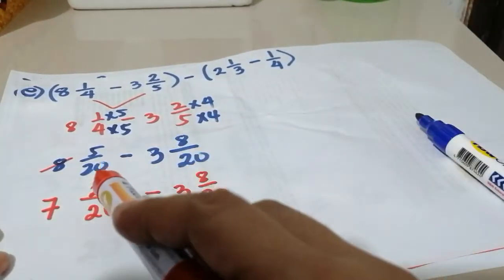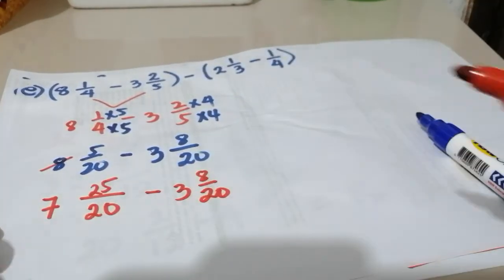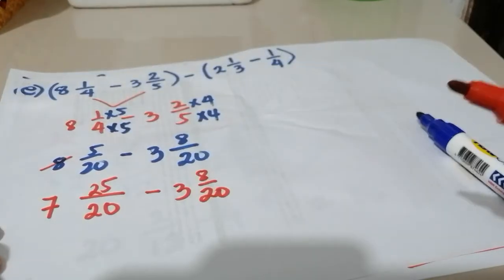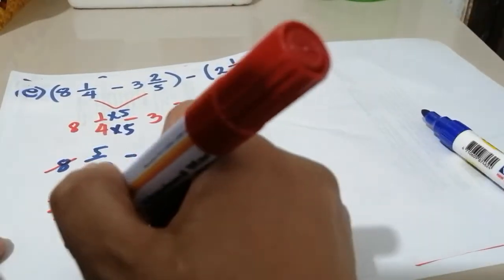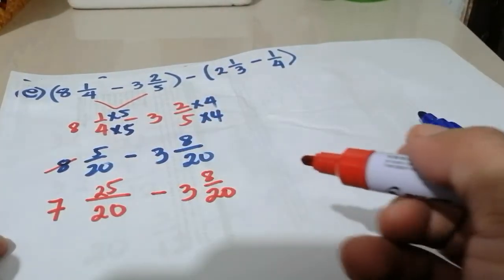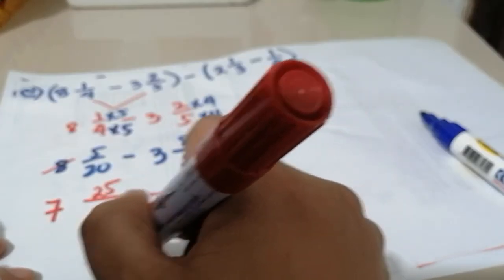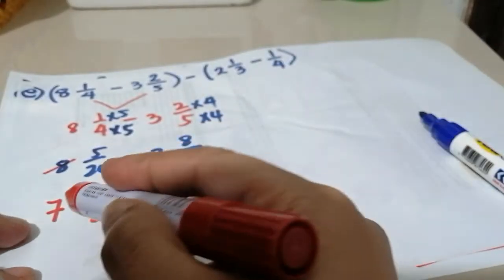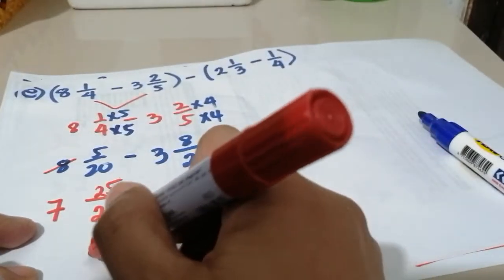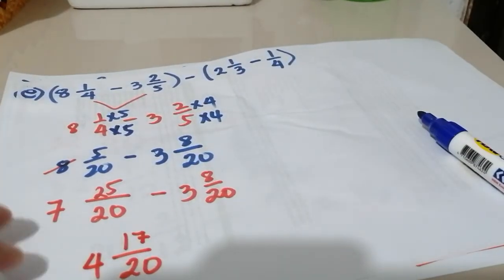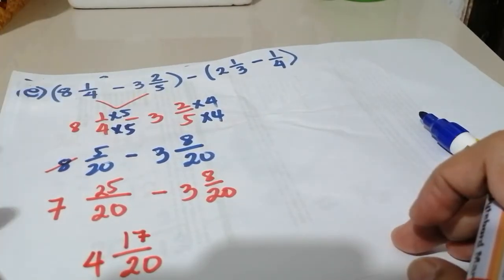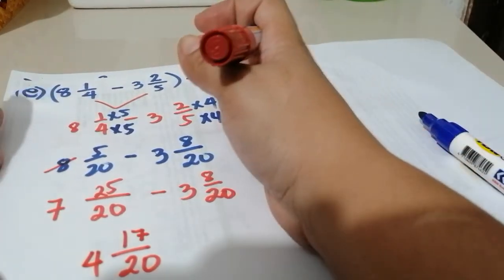Now, we can now subtract 25 minus 8. Pwede na natin subtract yan kasi mas malaki na yung 25. So, doing that, we'll get 25 minus 8, so that will be 17 over 20. And 7 minus 3 will be 4. Okay? So, tapos na natin kunin yung answer dito sa first na parenthesis.